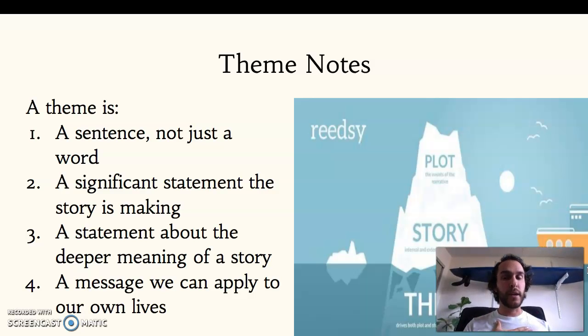So when I'm writing a theme, and we'll go over some examples, I'm thinking, okay, is it a sentence? Is it a significant statement? Is it deep, or is it about the deeper meaning? And is it something that I can apply to my own life? Because if it's just about the characters in that book, or that movie, or that TV show, then it's not really a theme. But if it's something in the book that I can apply to my own life, or something from that movie that I see in my own world that's a message, well, then that's a theme.